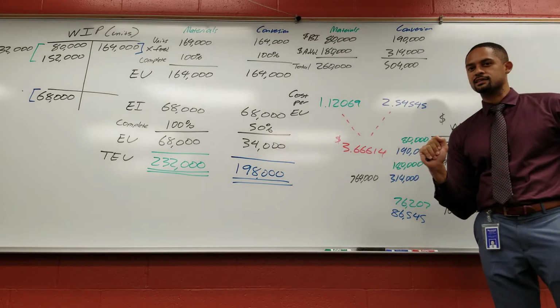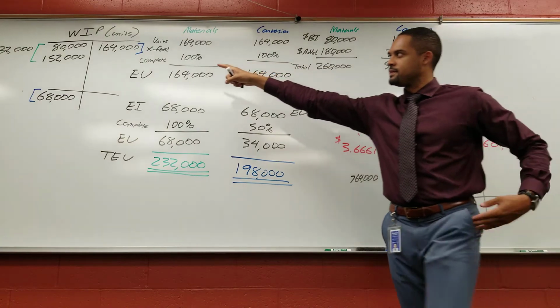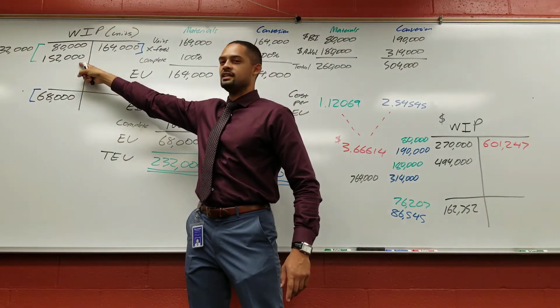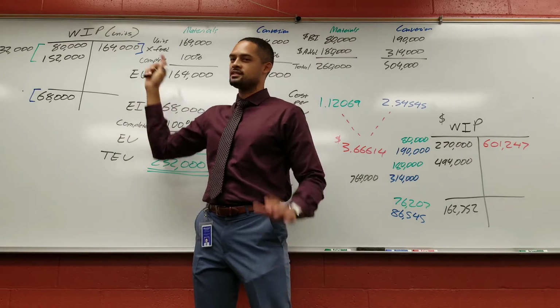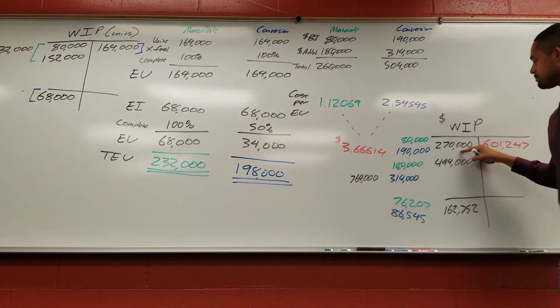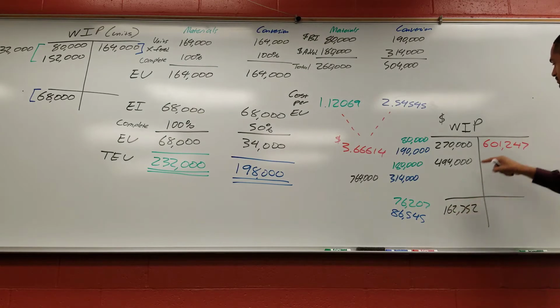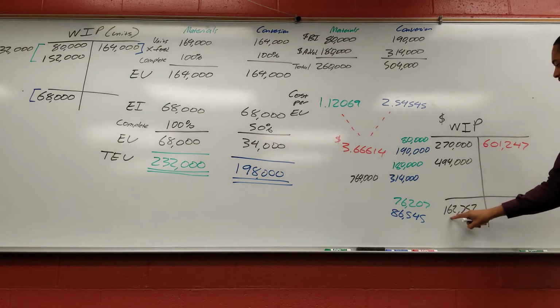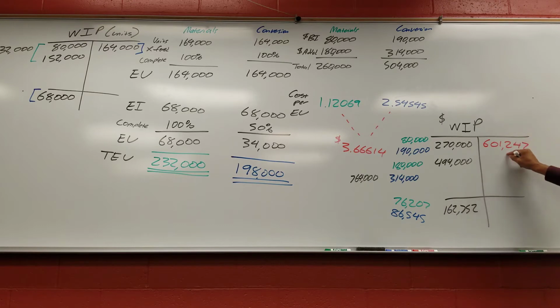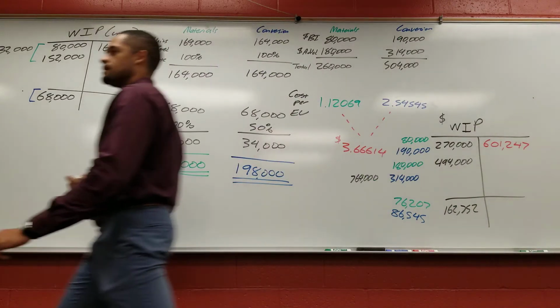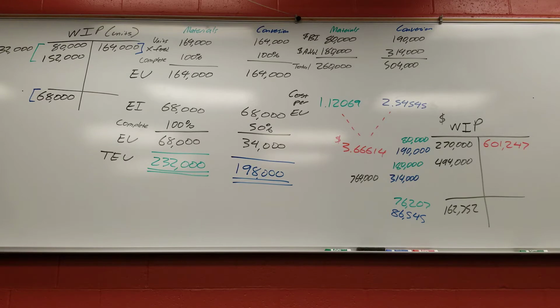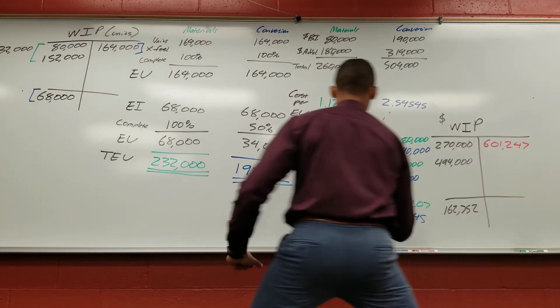Did we do this correctly? Like we did in that one up there, beginning plus started should equal ending plus transferred out. What is 162,752 plus 601,247? Let's find out. I'm getting 763,999.